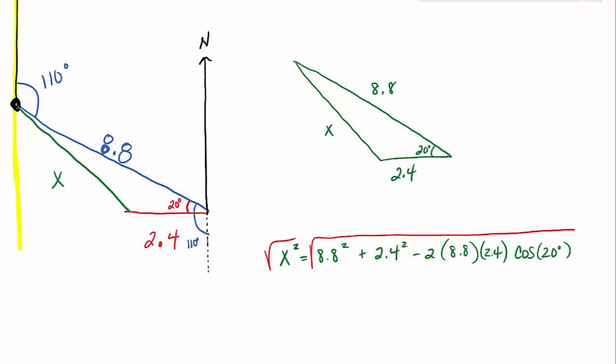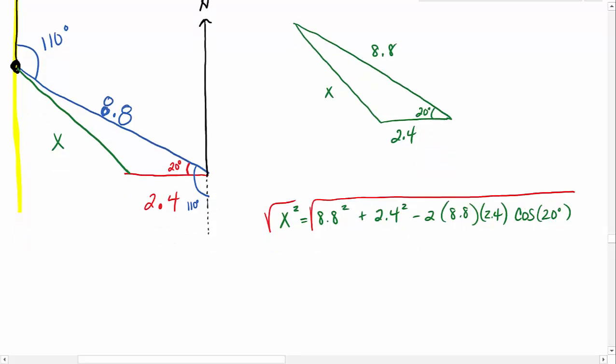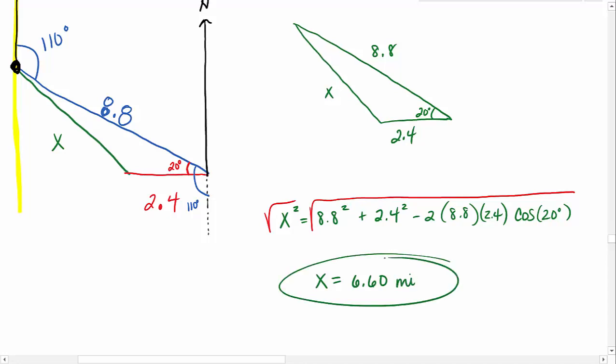So we are rounding to the nearest hundredth. We get our distance of x to be equal to 6.60 miles. We do need to include the 0 there because the directions asked us to round to the nearest hundredth.